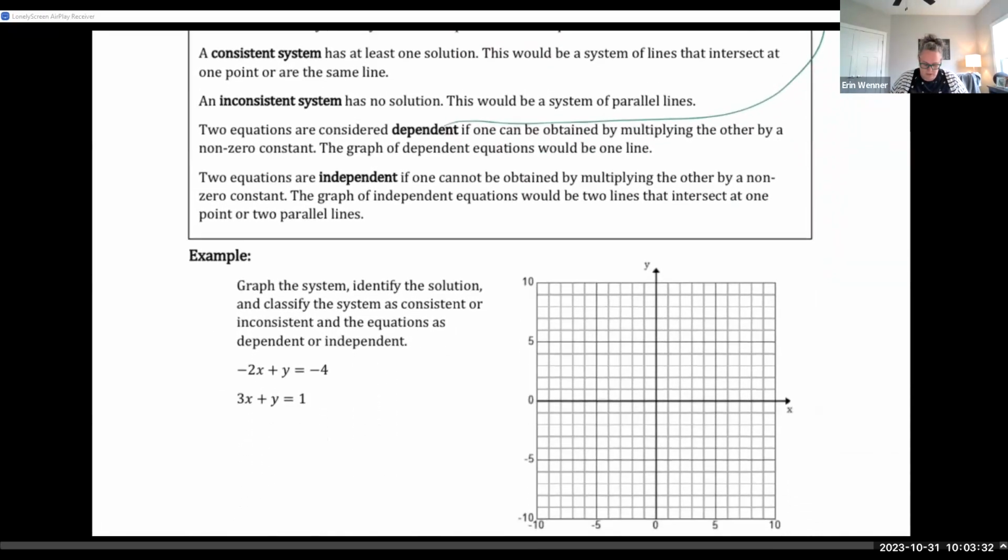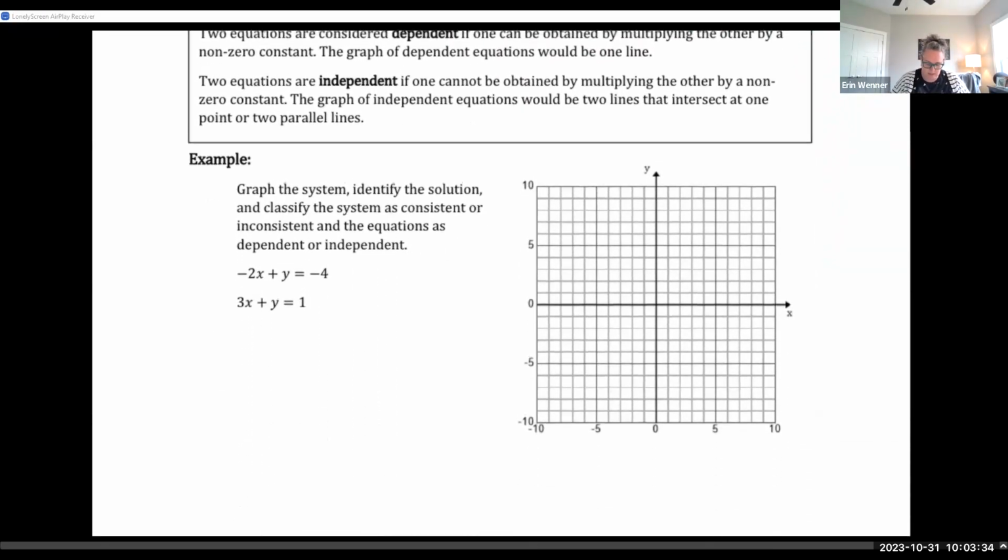We have two equations. We have -x plus y equals -4 and 3x plus y equals 1. So remember, there's multiple ways we can graph these lines. If you like to generate ordered pairs for each line and graph it that way, that's fine. If you like to put them in slope-intercept form, which is usually what I tend to do, you can do it that way. So however you choose to do this, we need to graph these two lines. So I'm going to do my first one in green.